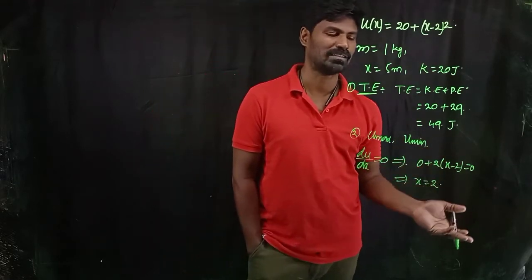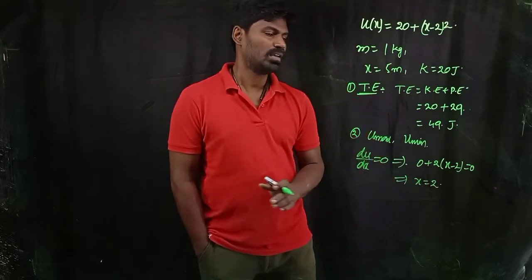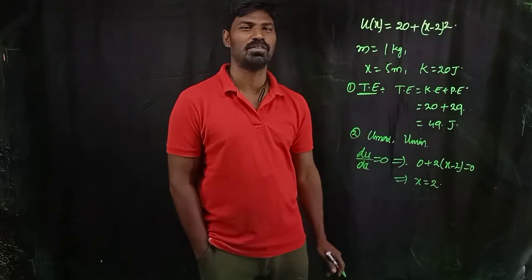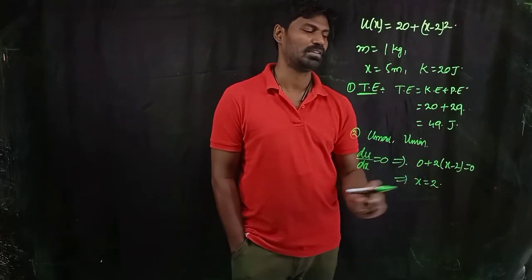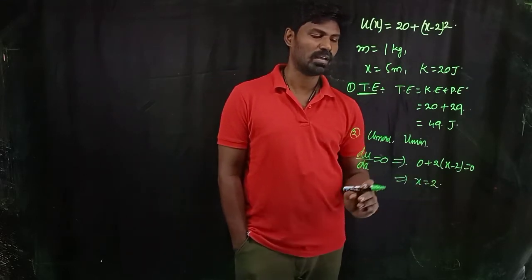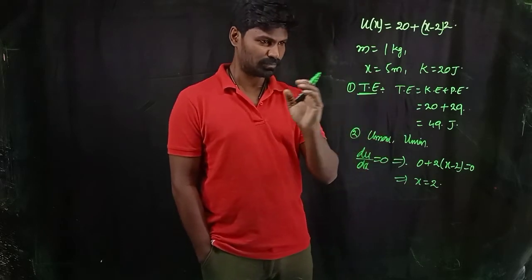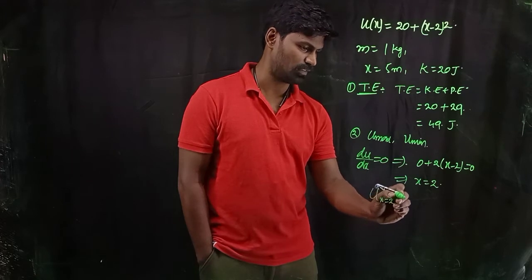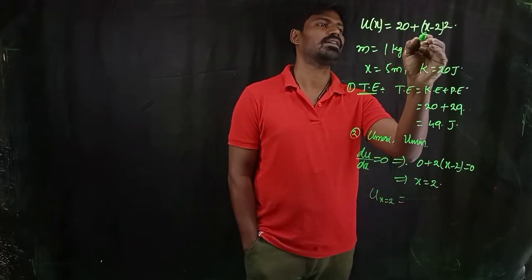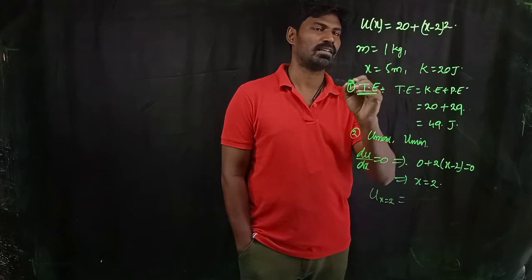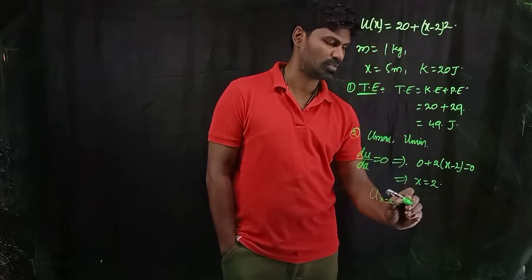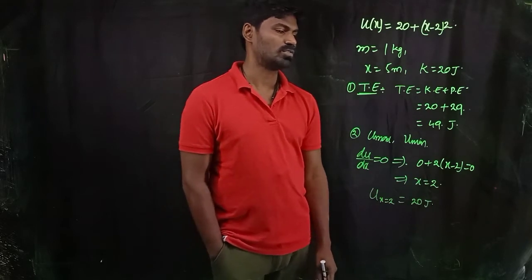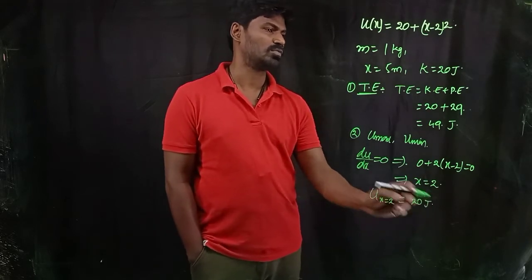I don't know whether it is maximum or minimum. Okay, so to find out whether it is maximum or minimum, I am not going for d square U by dx square and everything. Directly I will do it. At x equal to 2, I will calculate what is the potential energy. Therefore, U at x equal to 2 is given by how much? 2 minus 2 is 0, because of which U at x equal to 2 is 20 joule. At x equal to 2, potential energy is 20 joules.